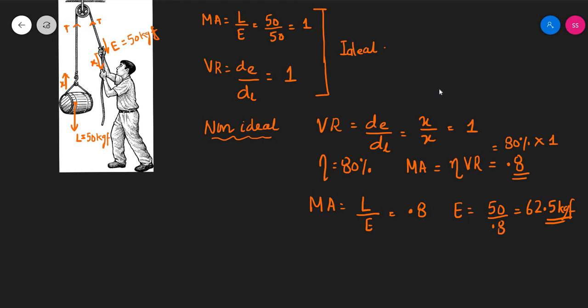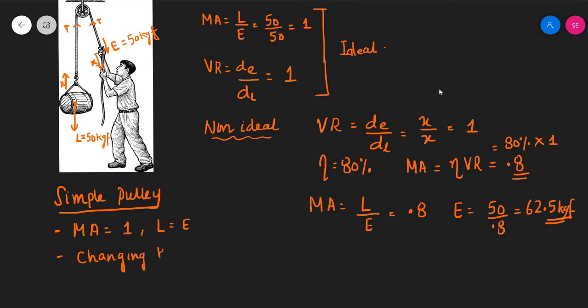So in a non-ideal case your effort would be a little more than 50 kilogram force. Now such a pulley is called a simple pulley, wherein you have only one pulley and you are using a rope to pull something up. If in the case of a simple pulley your mechanical advantage is equal to 1, which means your load is equal to your effort, then why do you use a pulley? Why do you use a simple machine? The only reason is that a simple pulley helps in changing the direction of effort.